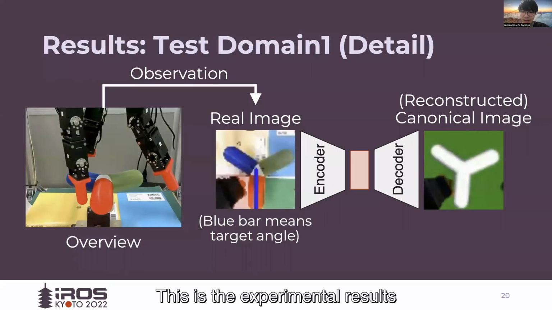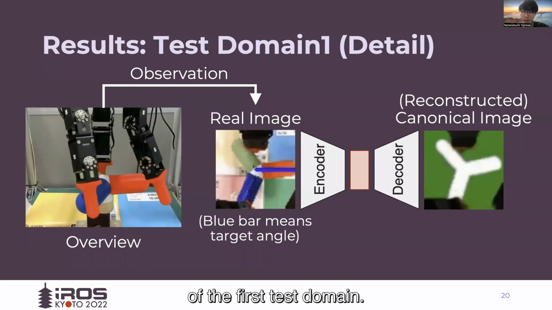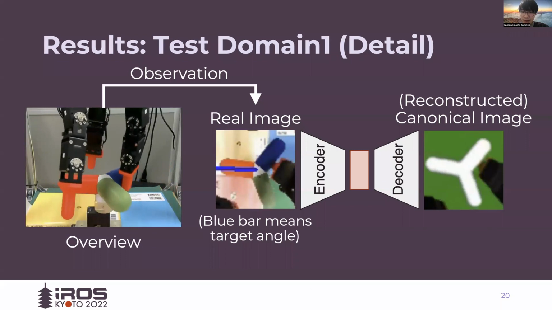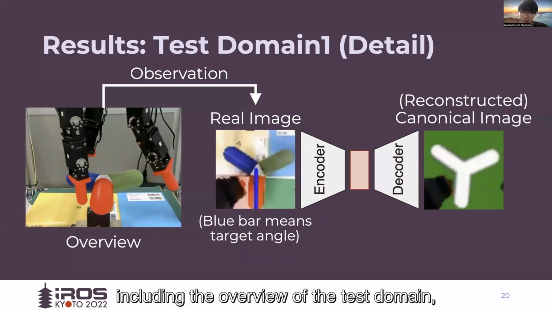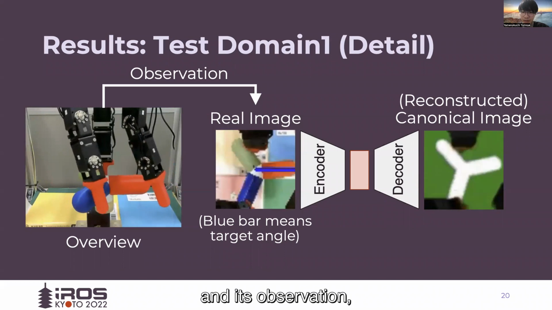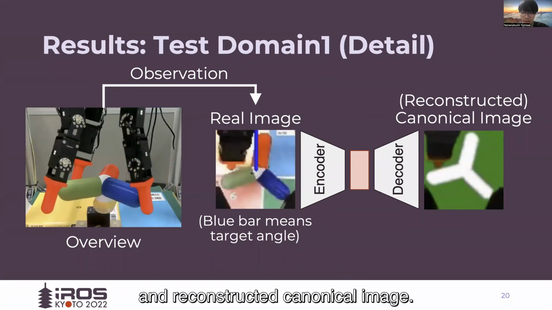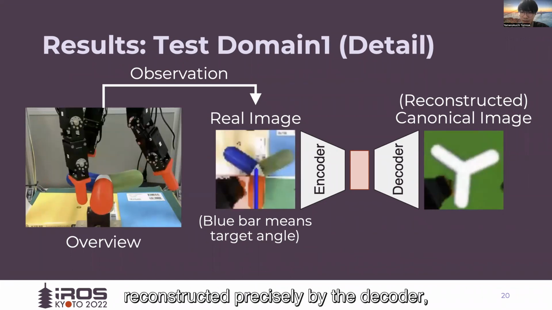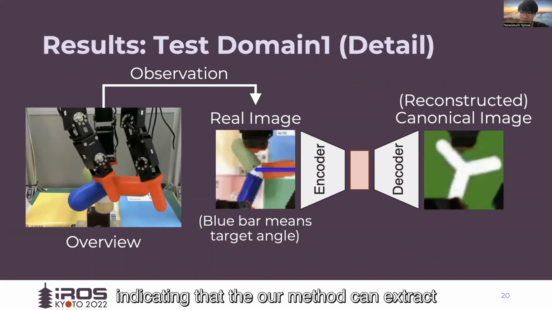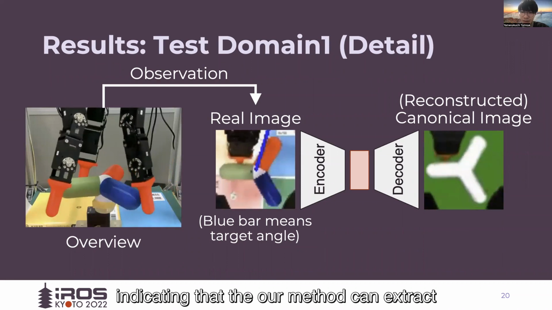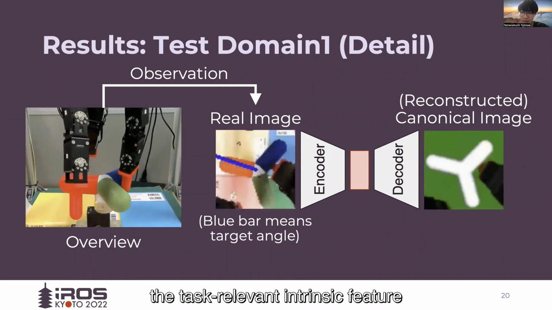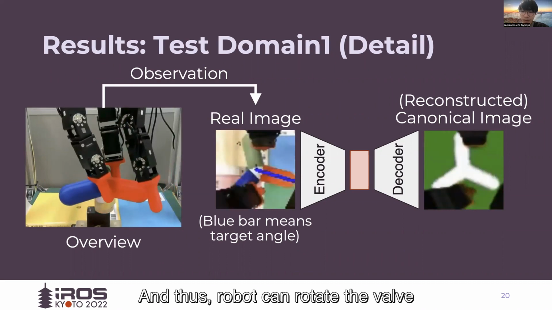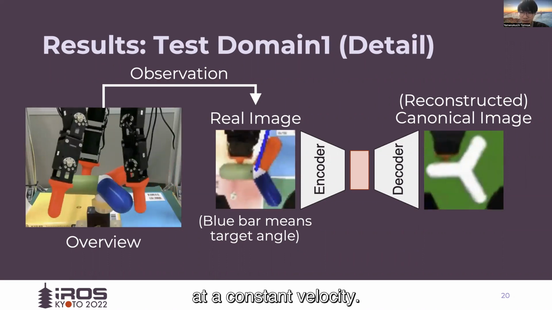This is the experimental result of the first test domain. Here, we show three types of movies, including an overview of the test domain and its observation, and the reconstructed canonical image. As you can see, the canonical image is reconstructed precisely by the decoder, indicating that our method can extract task-relevant intrinsic features from the real image. And thus, the robot can rotate the valve at a constant velocity.